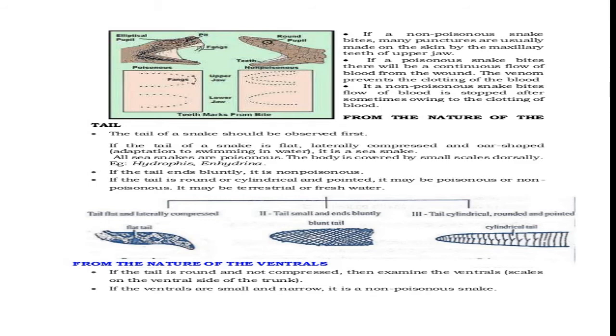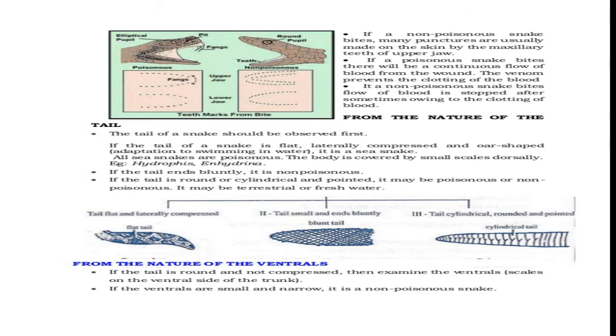But if the tail is rounded or cylindrical, or pointed, we cannot confirm whether it is a poisonous or non-poisonous snake. It may be poisonous or non-poisonous in nature, so with this feature we cannot confirm, and we have to go for another feature. The next thing we are going to discuss is the nature of ventrals.